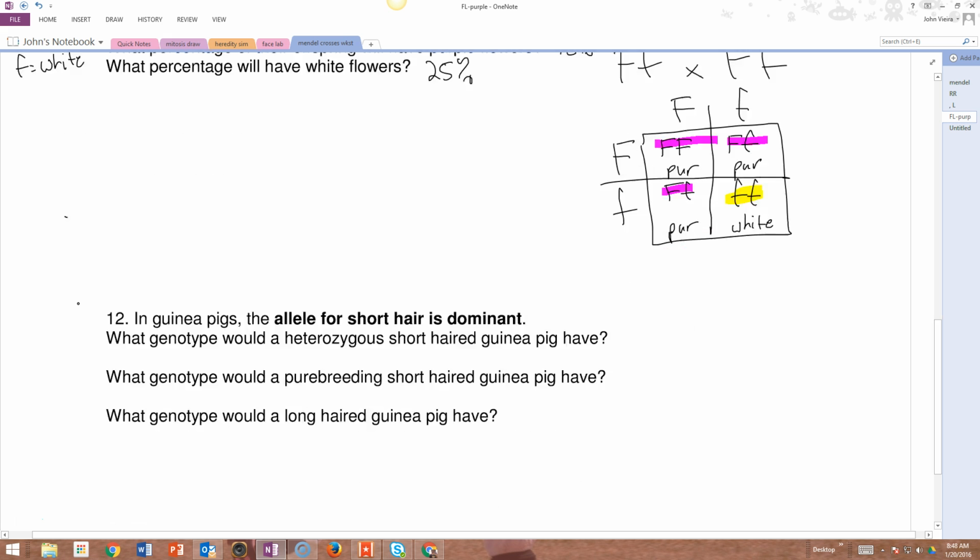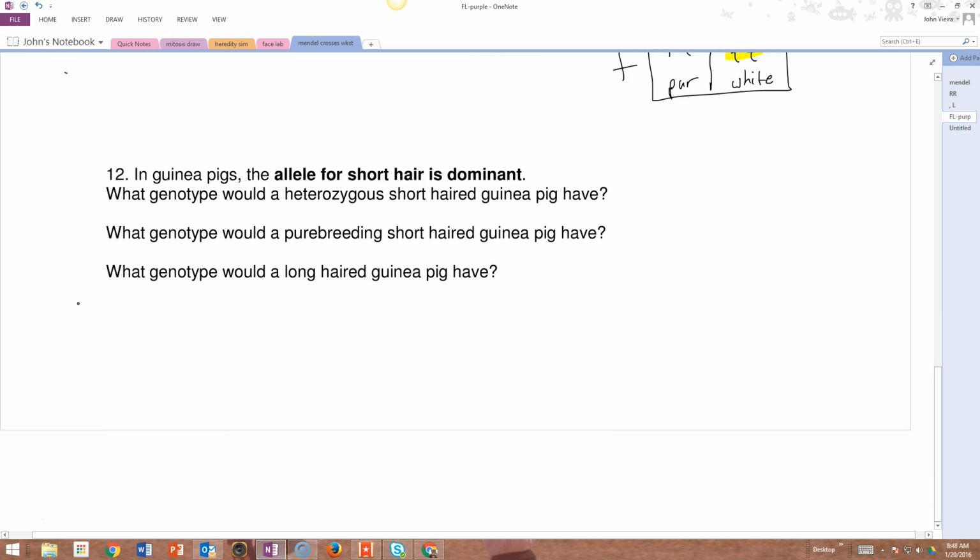In guinea pigs, now we're no longer talking about flowers. We're talking about a different organism, a different trait. The allele for short hair is dominant to, obviously, long. So the trait that we're looking at, so pick your letters, is hair length. Now, what are my two letters that I want to represent? It doesn't matter. I can use H. Short is dominant. This is short. This is long, correct? I don't care if you guys used H, A, B, D, L, it doesn't matter.